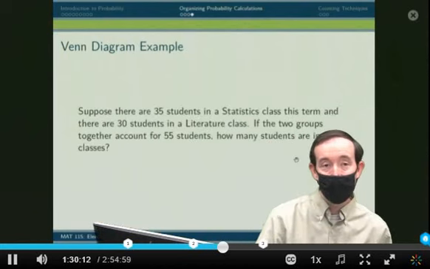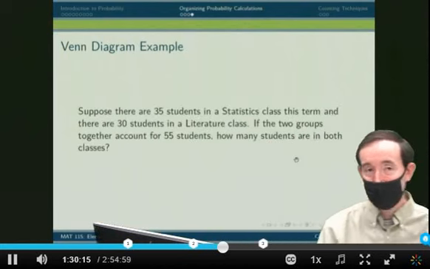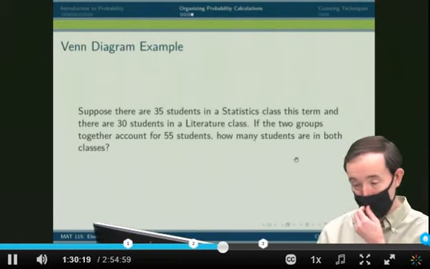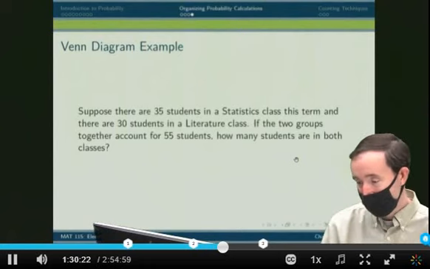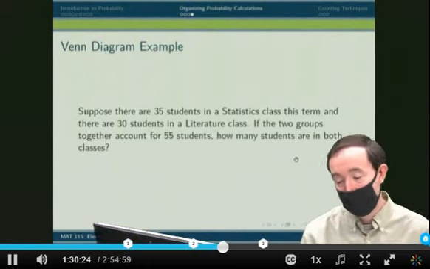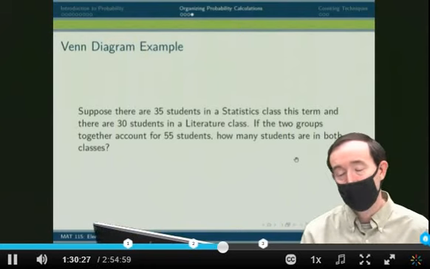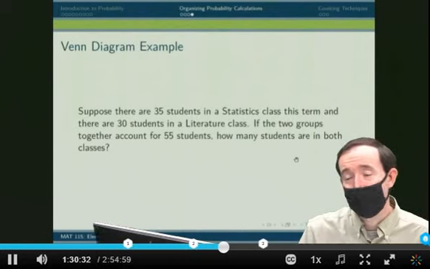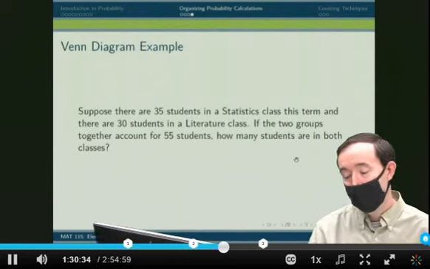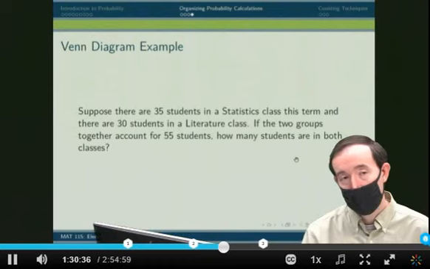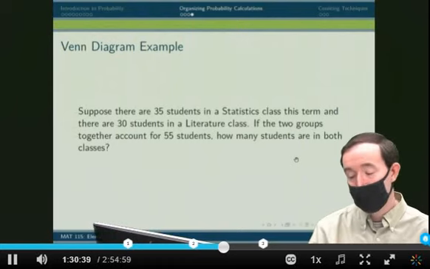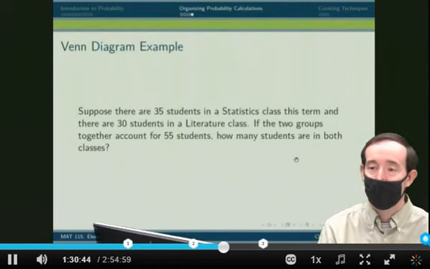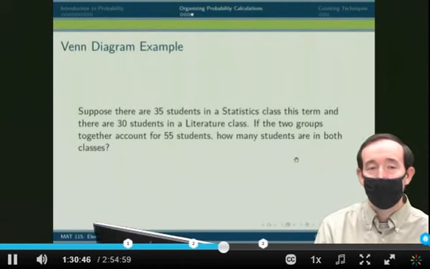We can also use it in terms of counting problems, and these are actually closely related to the equivalent ideas for probability. So I'm going to show you an example here with the counting problem. Suppose I'm looking at the enrollment in two different classes. One is a statistics class, and the other is a literature class. And I know that there's 35 students in the statistics class, and 30 in the literature class. Now suppose that when I look at that list of students, there's a total number of 55 unique students on that list. Well, what does that tell me?